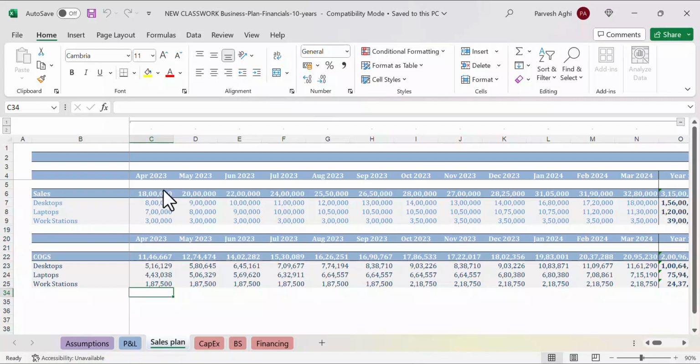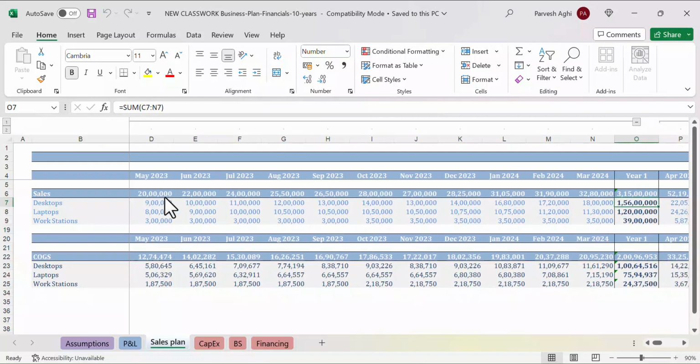Okay. So the sales here. Sales April, May, you go to the first month, April 23, we started the business. So the sales of desktops, laptops, and workstations. So this I have assumed here, I am assuming that the first month the sale will be 8 lakhs, then 9 lakhs, then 10 lakhs, then 11 lakhs, then 12 lakhs, then 13 lakhs, 14. So I'm gradually ramping. So it's coming to 1 crore 56 lakhs.